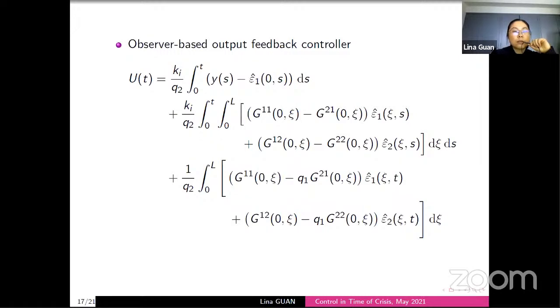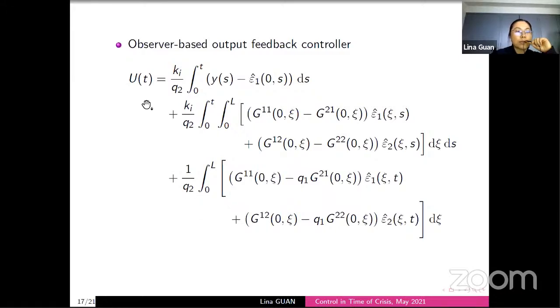Combining the observer system and the full state feedback controller, we can derive the observer based output feedback controller UT. We can see from the mathematical expression of the UT, here epsilon one hat, epsilon two hat can be computed from the observer system, and the kernels G11, G12, G21, and G22 can be computed from the kernel equations. And Q1, Q2 are unknown parameters.